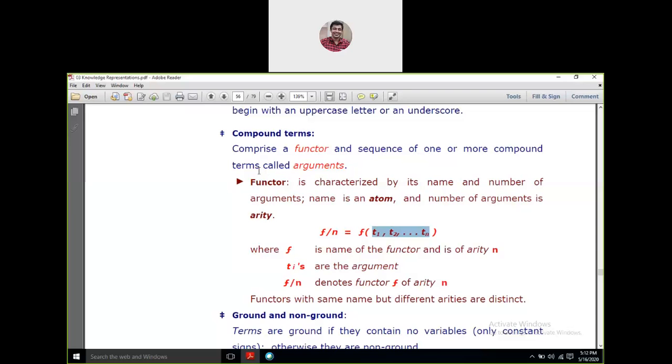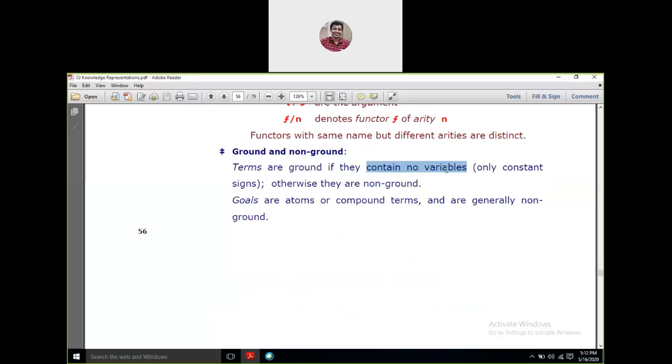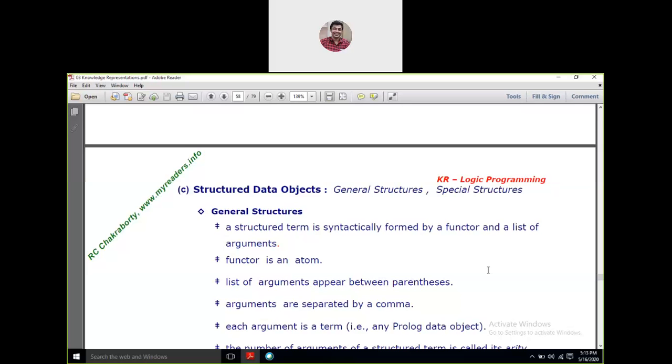Now, ground and non-ground. The terms are ground if they contain no variables, otherwise they are non-ground. Fine. Now, simple. This is how numbers and variables are represented in Prolog. No more discussion on this. Now we do have the structured data objects. They just talked about the general structure of it. We do have the special structures when you have more than one subject and predicate parts, right?